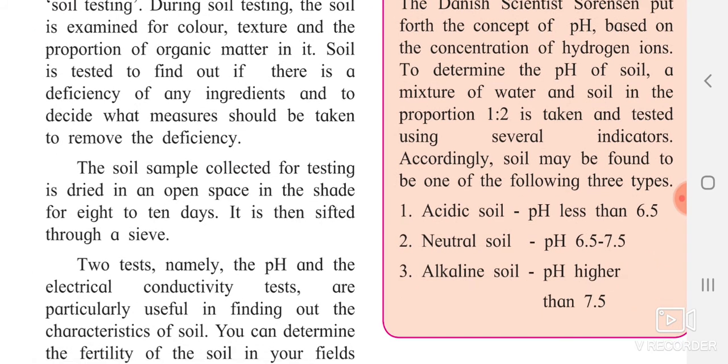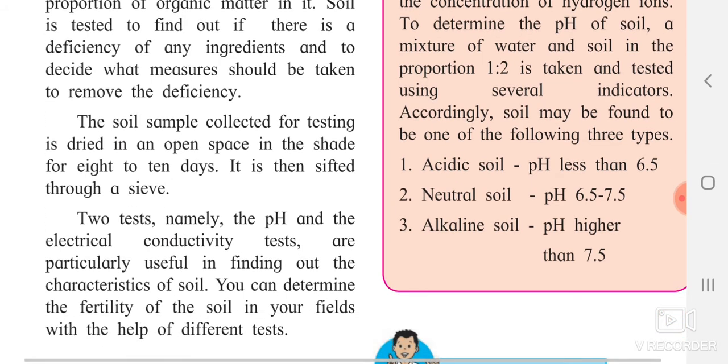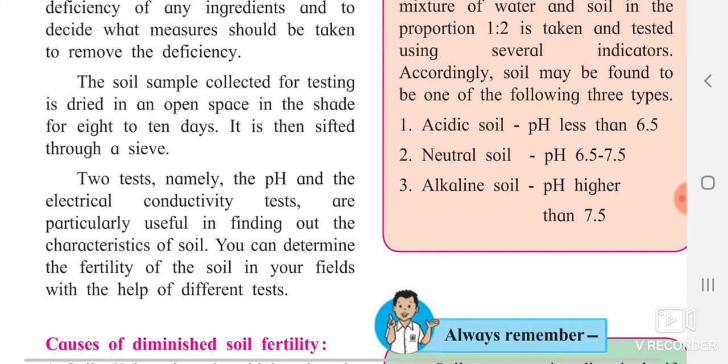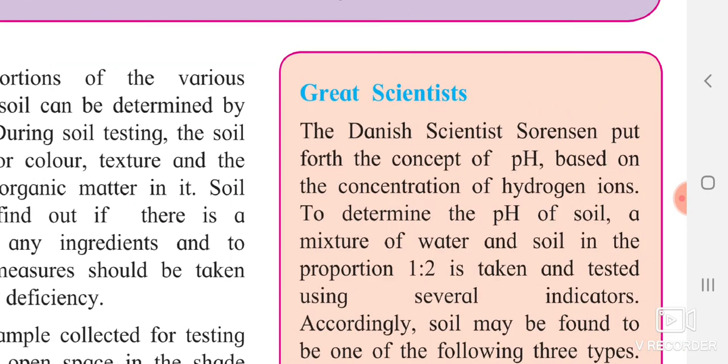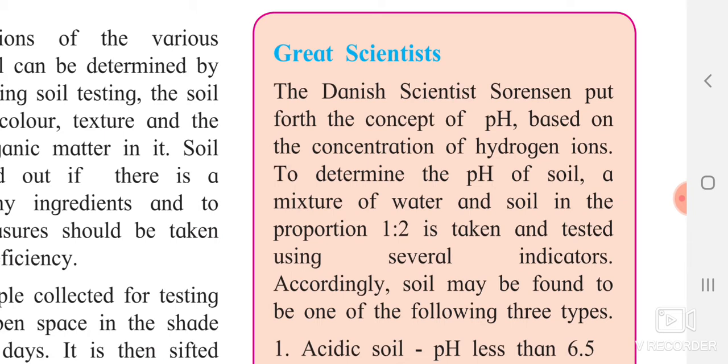Two tests, namely the pH test and the electrical conductivity test, are particularly useful for finding out the character of the soil. So two tests are being done. The first test is the pH test and the second is the electrical conductivity test. They are used for finding out the ingredients in that soil. You can determine the fertility of the soil in your fields with the help of different tests. So they have given you some information that the great Danish scientist Sorensen put forth the concept of pH. He was the first person who decided this concept of pH.